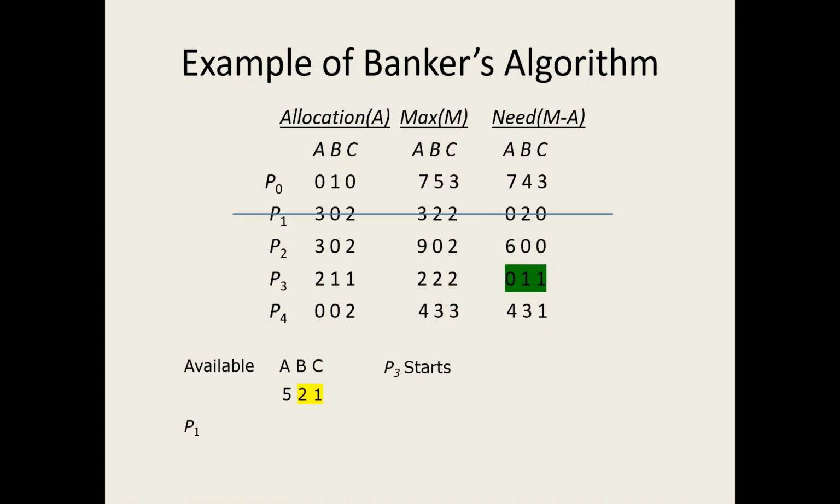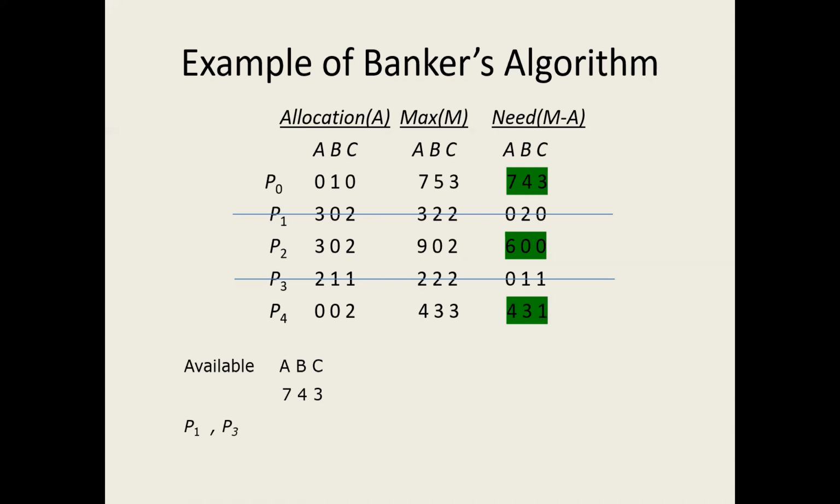So starting with P3, then 0, 1, 1 will be granted for P3. P3 can start. Right? Then after completion, it will release 2, 2, 2 to the available resource vector when P3 completes. So after completing P3, now we have other possibilities for the allocation. We can allocate resources for all the available processes at the moment. Now we have enough resources.